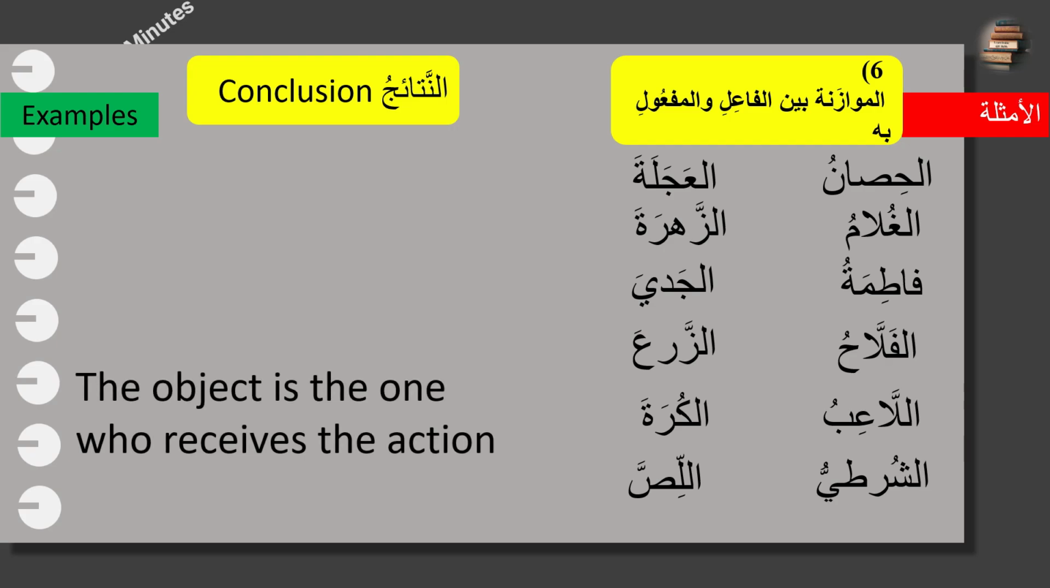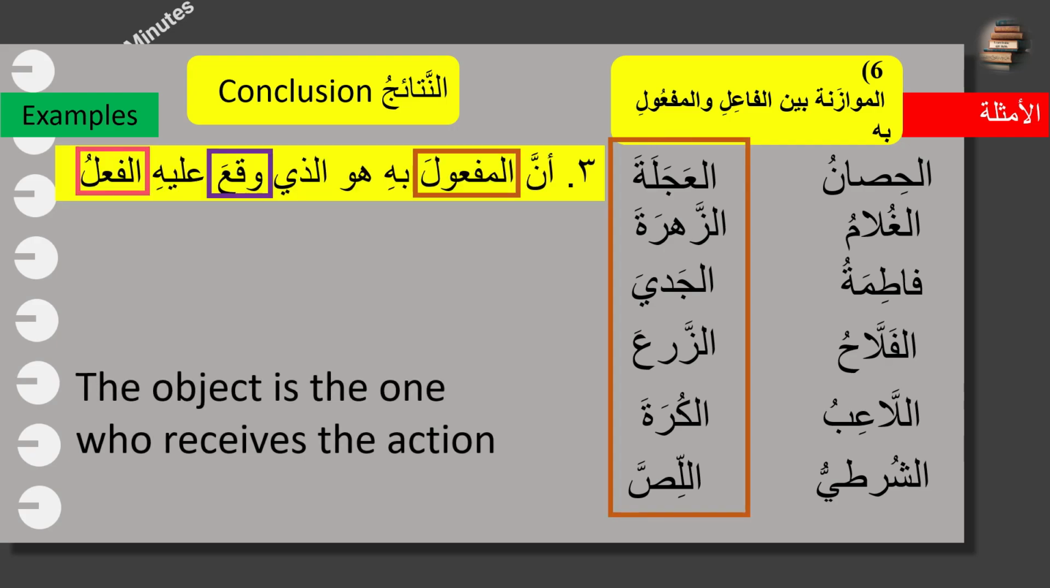The third point is أن المفعول به هو الذي وقع عليه الفعل. The object is the one who receives the action. So what is being pulled? العجلة, the cart is being pulled. What is being picked? الزهرة. Okay, الزهرة is the one that's been picked. الجدية is the one that's been tied. So the baby goat is the one that the action falls on. The object is the one who receives the action. The tying happens on the jadiyah.